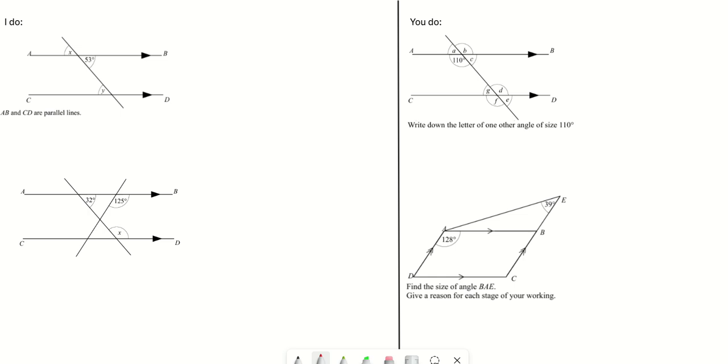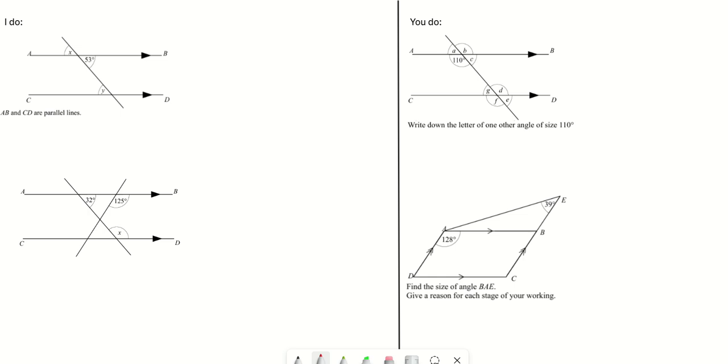In this video, we're looking at angles in parallel lines. So if we look at the first one on the left, we are given a set of parallel lines A, B, and C, D, and we've got a line cutting through it, and we need to work out what X is and what Y is.